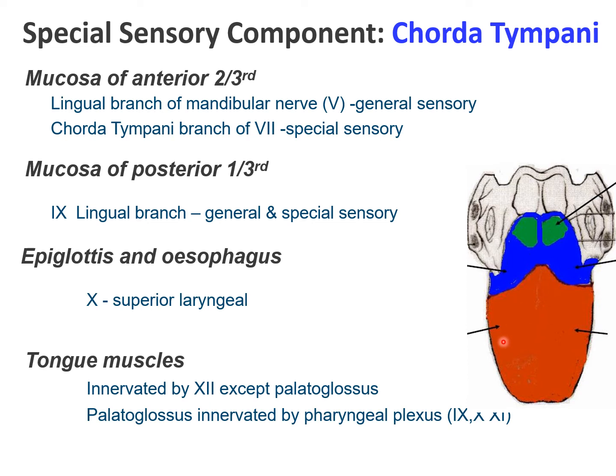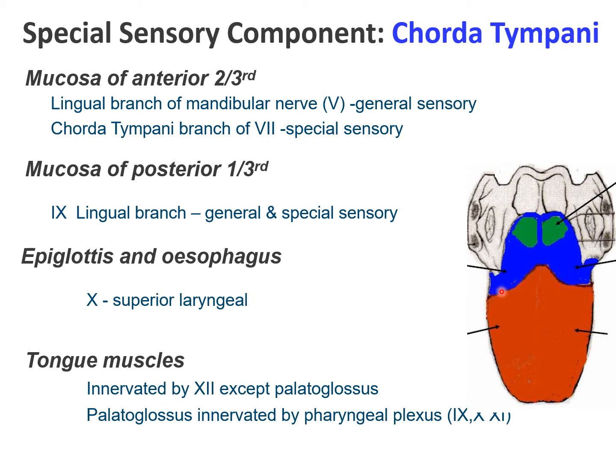So the general sensory innervation of the anterior two-thirds of the tongue is by the lingual branch of the mandibular, and special sensory or gustatory sensation is provided via the chorda tympani branch of the facial nerve, excluding the taste buds in the circumvallate papillae, which are distributed along the sulcus terminalis.